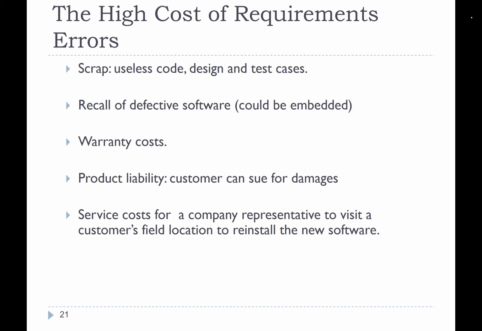Fixing the error could lead to scrapping useless code, design and test cases, and recall of defective software. Now, if it's just software, you're not going to send back a copy of, say, Microsoft Word. That's silly. But after they realize there's some problem, a report is submitted, Microsoft is now aware of it, and then they send you what we call a patch, or a software upgrade. A patch is just a little extra code that you add to the existing code. A software upgrade is removing the old version completely and putting in a different version.